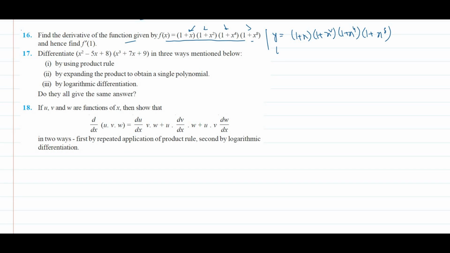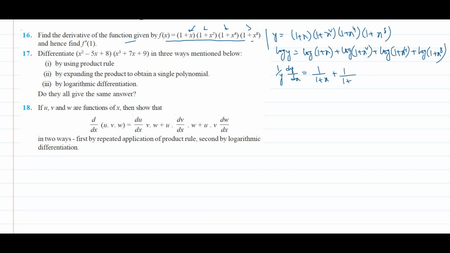What you have to do, just you need to take log of both sides. And now when you differentiate it, you will be getting this as 1 by 1 plus x plus 1 by 1 plus x square times 2x plus 1 by 1 plus x to the power 4 times the differentiation of 1 plus x to the power 4 is 4x cube plus 1 by 1 plus x to the power 8 times differentiation of this is 8x to the power 7. And so dy by dx is equal to y times the entire thing.